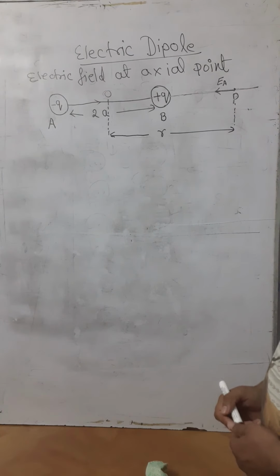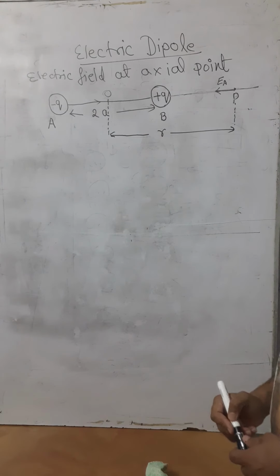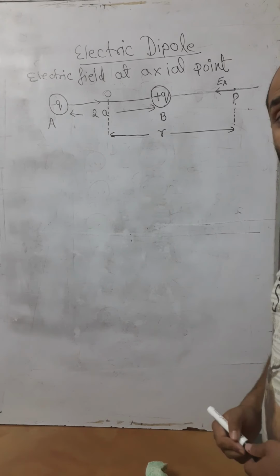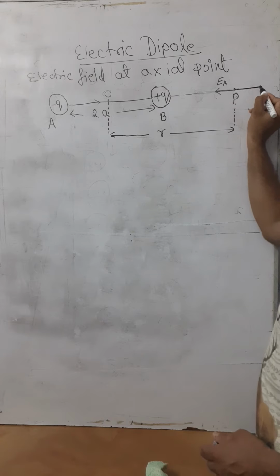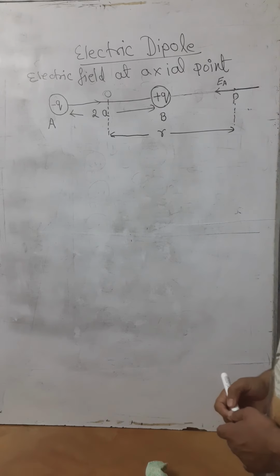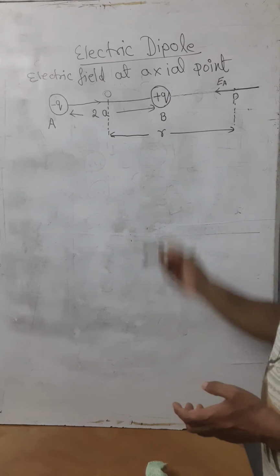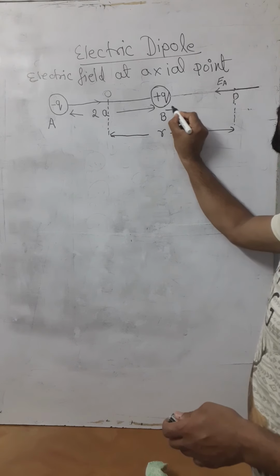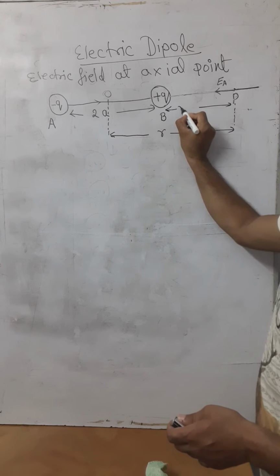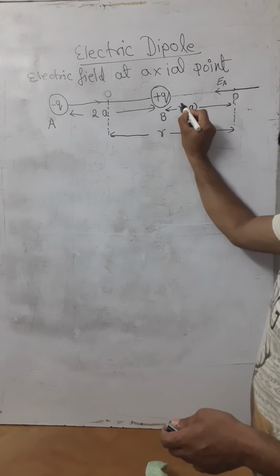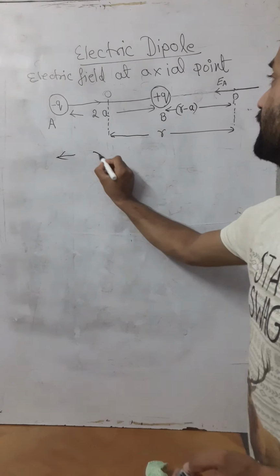And now the electric field due to the plus q charge. Can you tell the direction of electric field due to plus q charge? Yes, it would be in this direction. So can you tell which one is bigger, EA or EB? Obviously, EB would be bigger. Why? Because the distance is smaller. So what is the distance between B and P? This is R minus A. And what is the distance between A and P? This is R plus A.